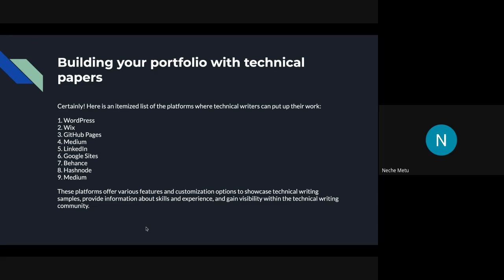Okay, building your portfolio with technical papers. So, there are platforms where technical writers can put their work. We have WordPress, Wix, GitHub Pages, Medium, LinkedIn, Google Sites, Behance, Hashnode. There are lots of them now, Dropbox. These platforms offer various features and customization options to showcase your technical writing samples, provide information about your skills and experience, and gain visibility within the technical writing community.